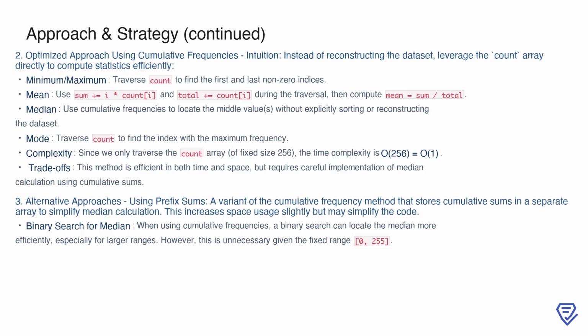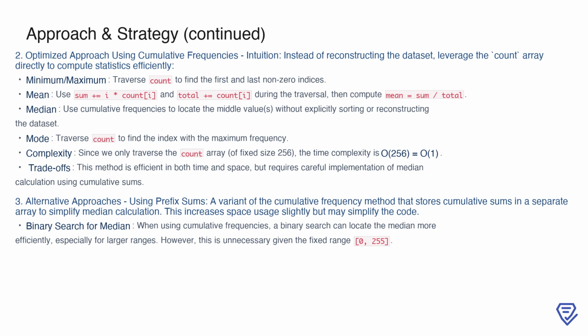By avoiding dataset reconstruction, we can compute the statistics in a more streamlined way. For the minimum and maximum, we traverse the count array to find the first and last non-zero indices. The mean is calculated as we traverse, accumulating the weighted sum of values using sum += i * count[i], and the total count using total += count[i].